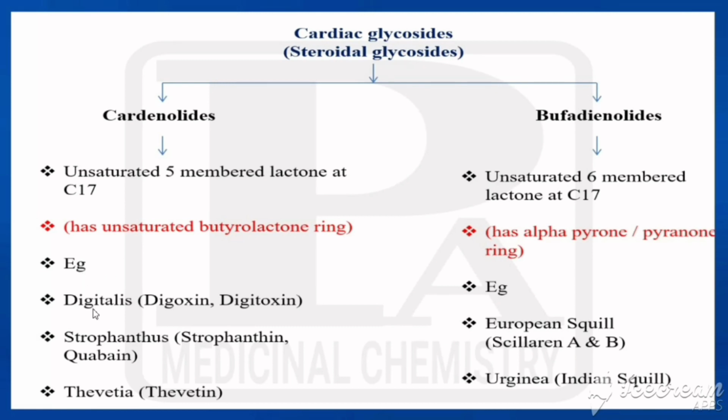Examples are digitalis glycosides, for example digoxin, digitoxin, etc. From strophanthus, strophanthin and ouabain. From Thevetia, thevetin. So these all come under cardenolides. For bufadienolides, examples are European squill, scillaren A and B, and Urginea, that is Indian squill. So these are the examples of cardiac glycosides.